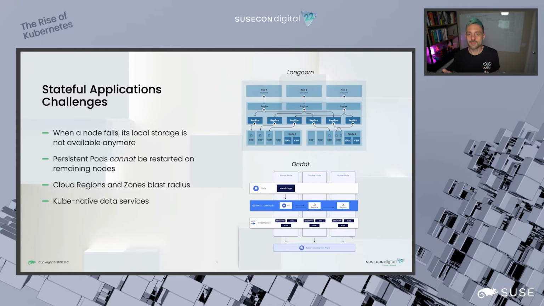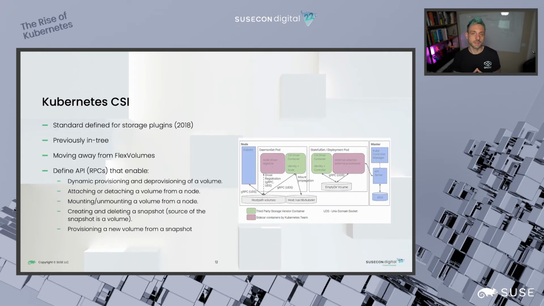So again, if you have Kube native data services happening on top of that, you can alleviate those issues. So what I mean by data services, those are things like replication with SUSE Rancher Longhorn, for example, you can see here, or with Ondat, which provides also additional data services. And these services are available through the CSI driver or container storage interface, which is an interface defining standard to plug in your backend storage.